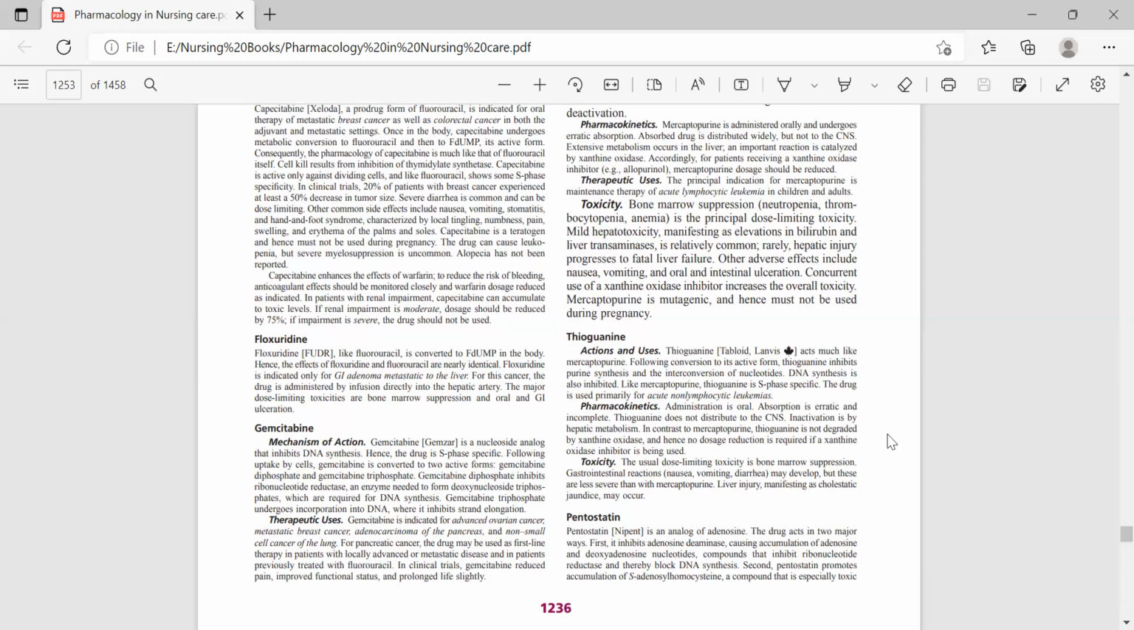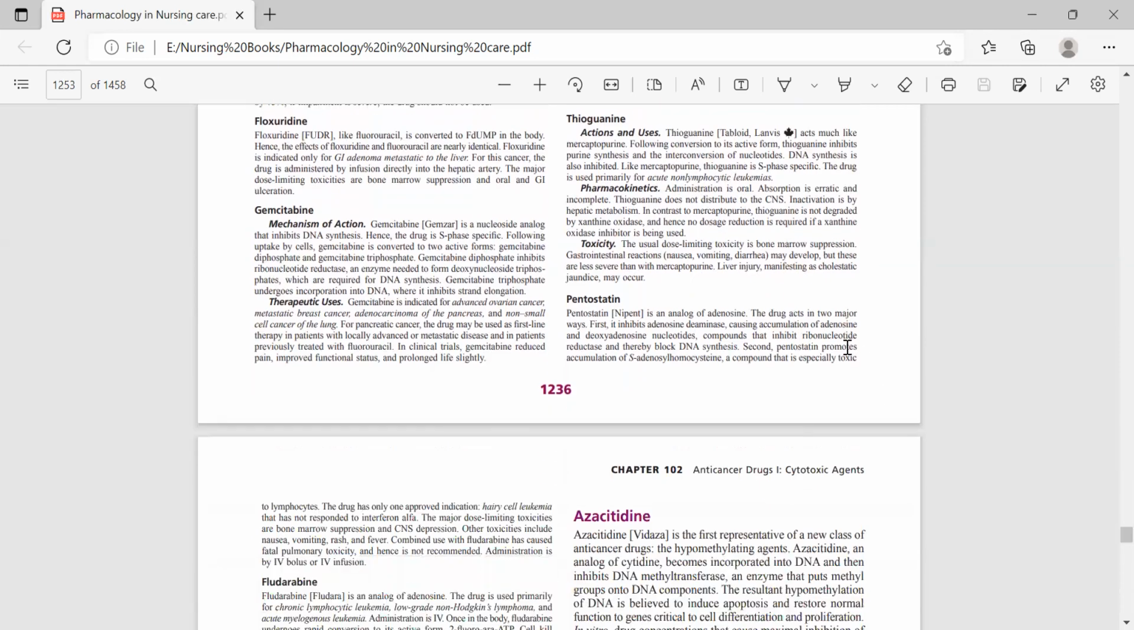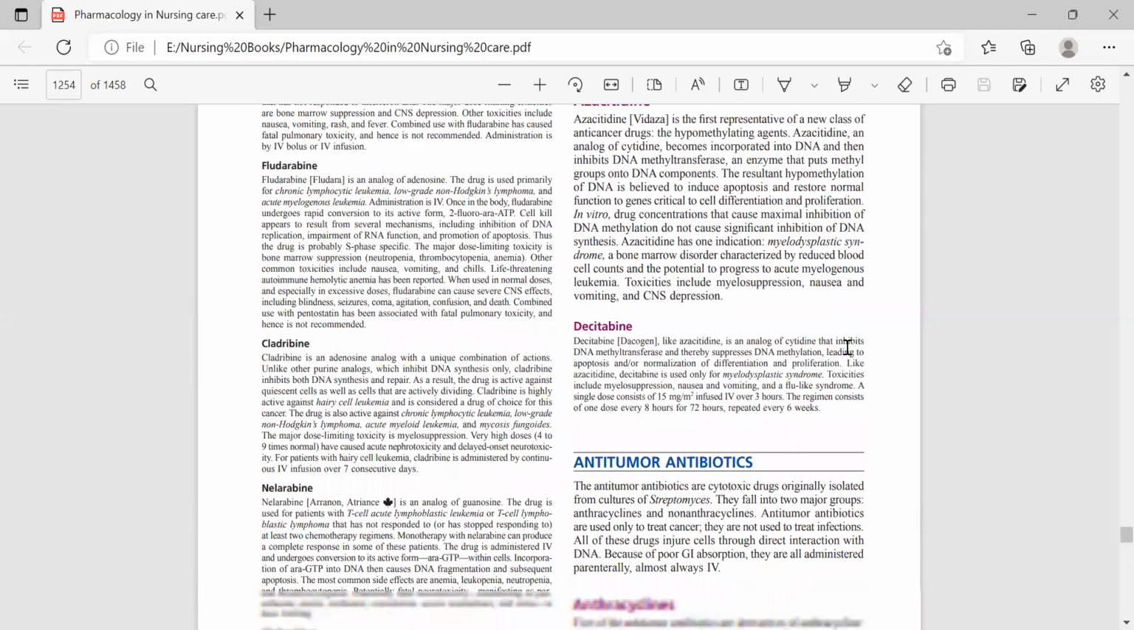The toxicities include bone marrow suppression and CNS depression. Other toxicities include nausea, vomiting, rash, and fever. Fatal pulmonary toxicity has also been reported, and it is not recommended during pregnancy. The administration is by IV bolus or IV infusion. The next drug is fludarabine.